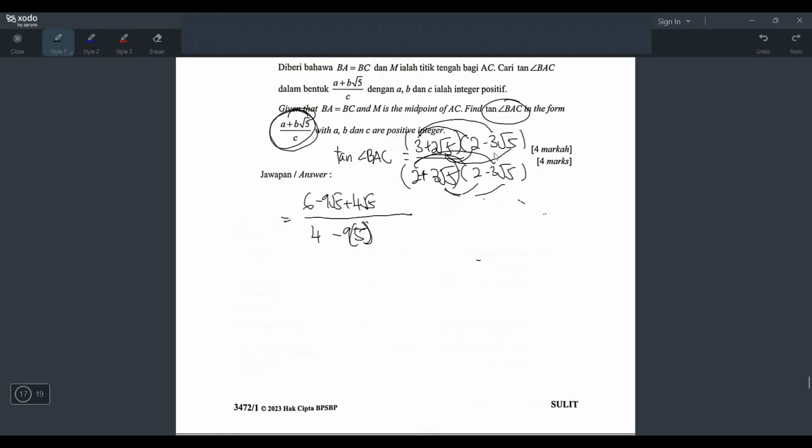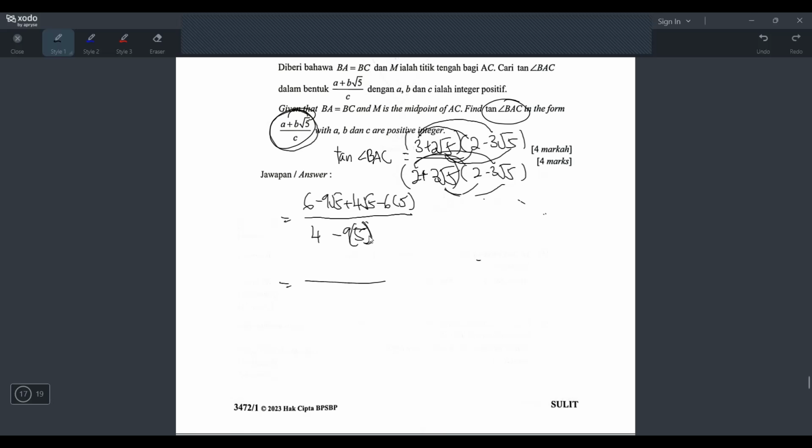And then 2 square root of 5 times -3 square root of 5, how do you times? Number times number, square root times square root. So 2 times -3 is -6. Square root of 5 times square root of 5 is 5, right? Because when you take square root times square root, it means you take power 1 over 2 times power 1 over 2. And when you take two numbers with power 1 over 2, same base times, it will become power 1, right? Okay, that's why you're just left with 5.